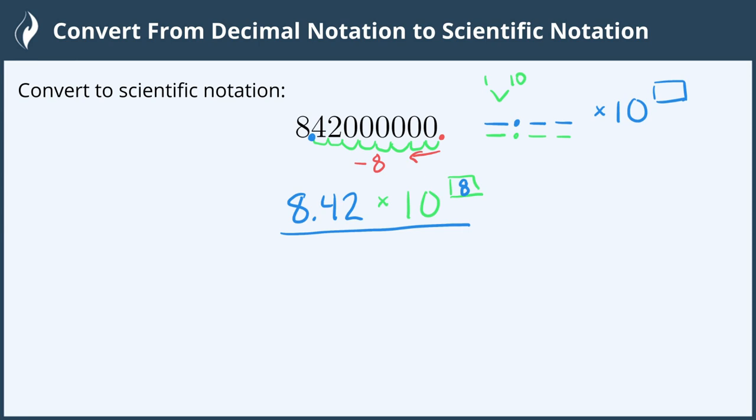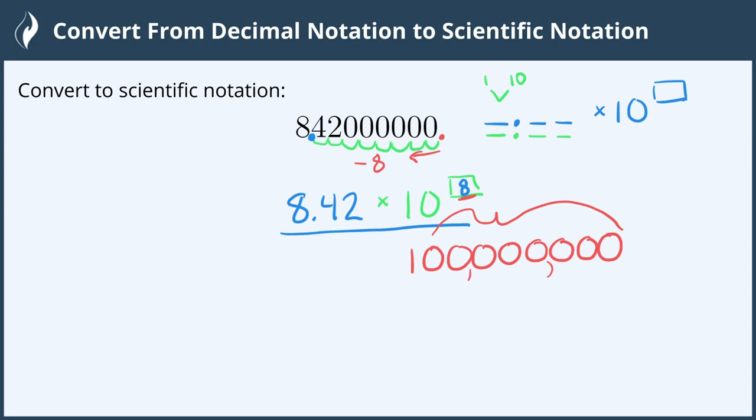So let's go ahead and multiply. 10 to the 8th power gives me 1, 2, 3, 4, 5, 6, 7, 8. When we multiply by powers of 10, this 8 tells me how many zeros are in the multiple. And so I have 8 zeros. So when I take 8.42 and multiply this by the multiple of 10, this means that I move the decimal the same number of zeros in the right direction.